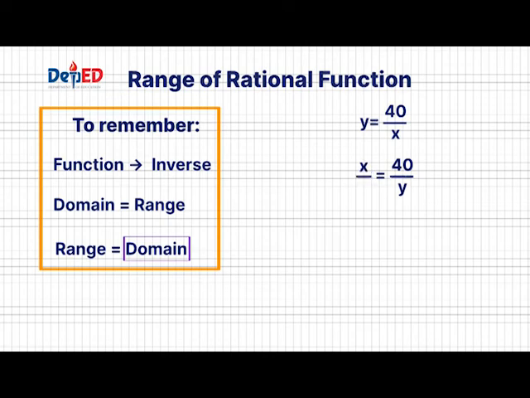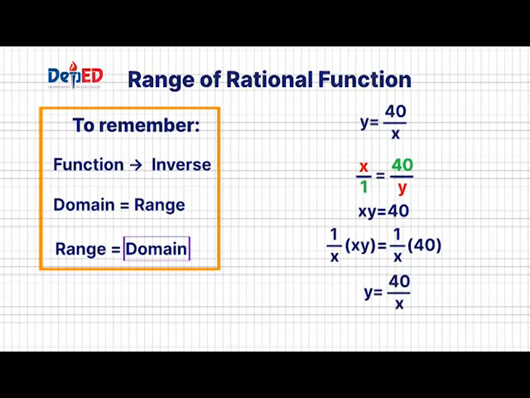x can be written as x over 1. We can start now by cross multiplying x and y, and 1 and 40. This will give us xy equals 1 times 40, or simply 40. We want y alone on the left-hand side of the equation. Thus, by the multiplication property of equality, we may multiply both sides of the equation by 1 over x. Thus, the inverse of the function is equal to 40 over x.